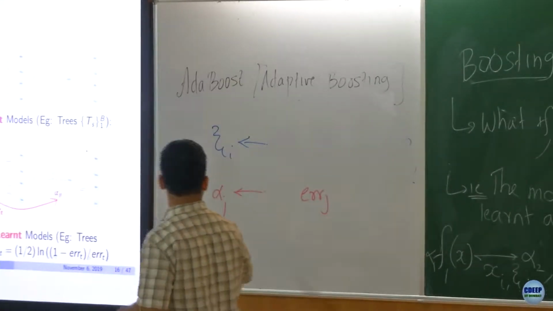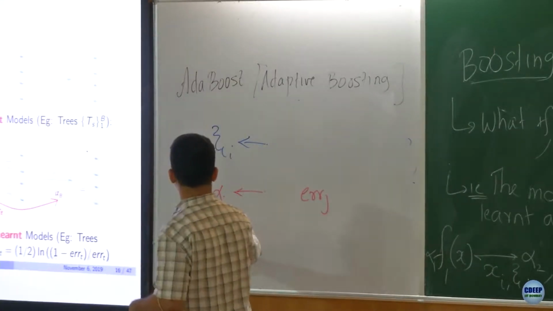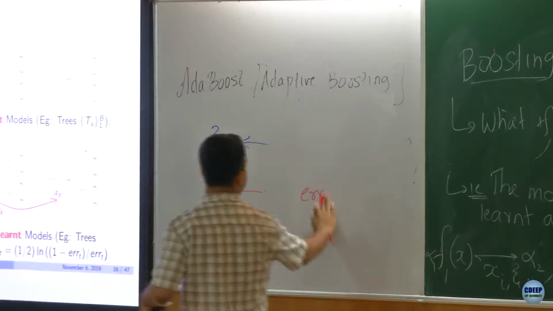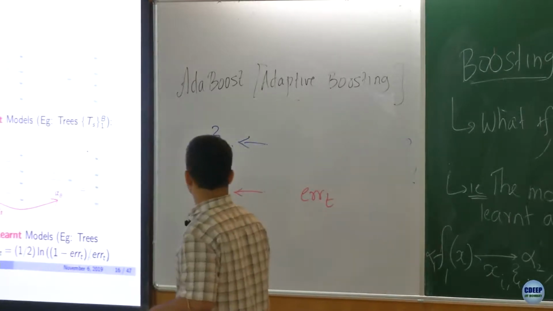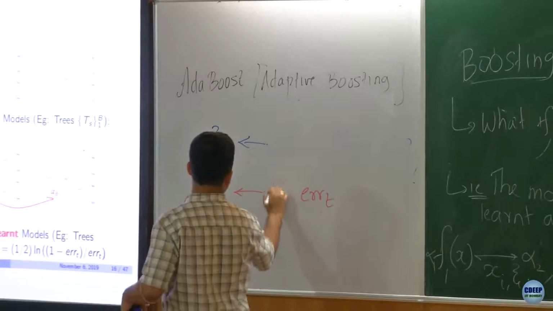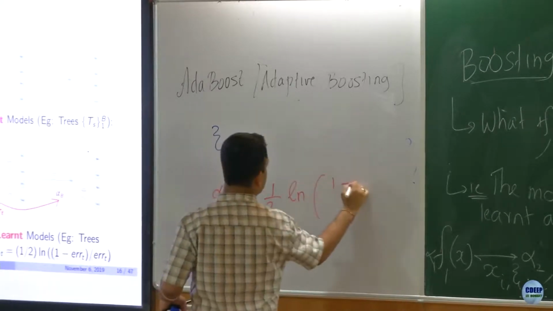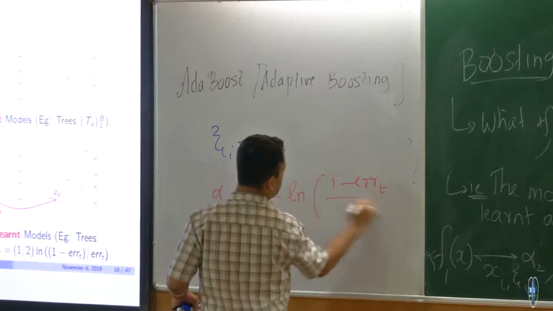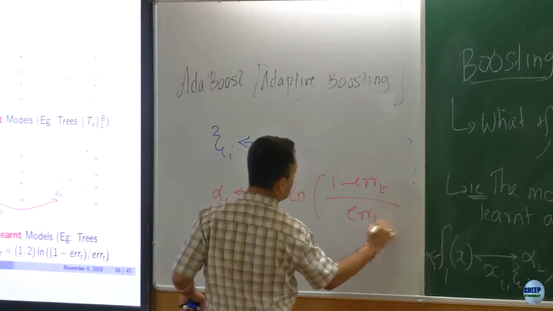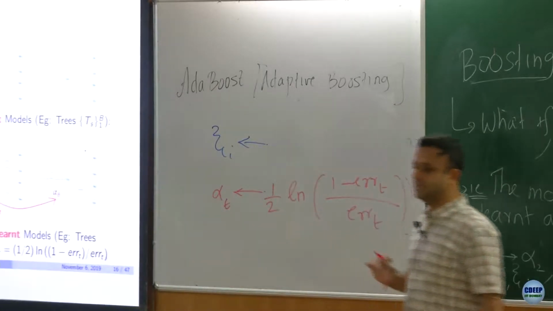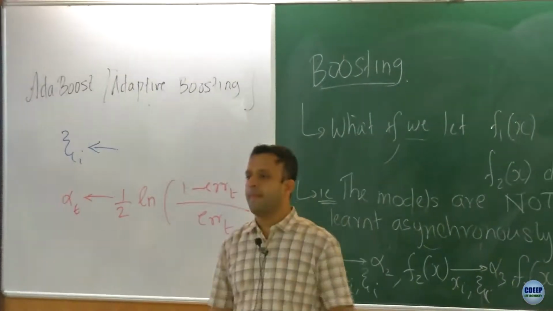So the formula for the jth model, or the tth model, let's use T here, the tth model is basically 1 by 2 ln of (1 minus error of the tth model) divided by error of the tth model. This is the form in AdaBoost.